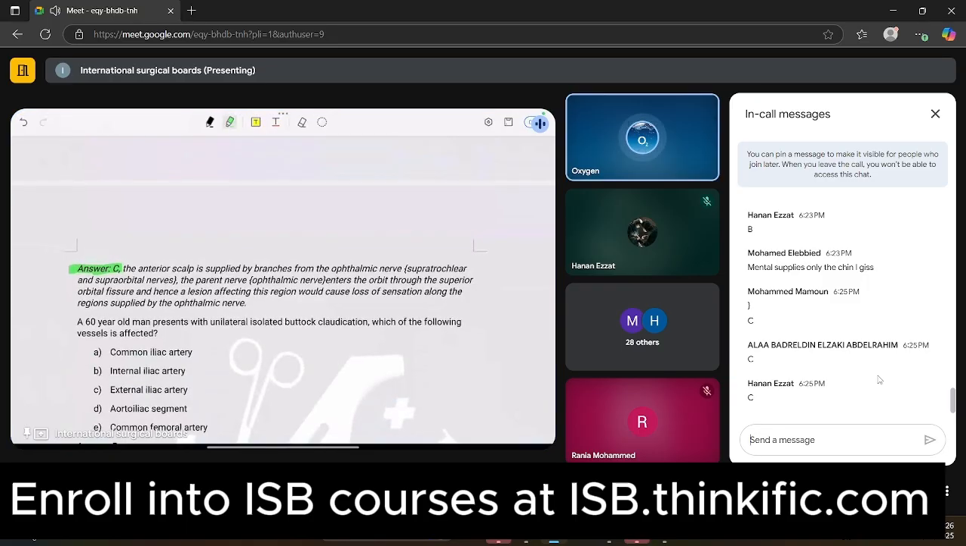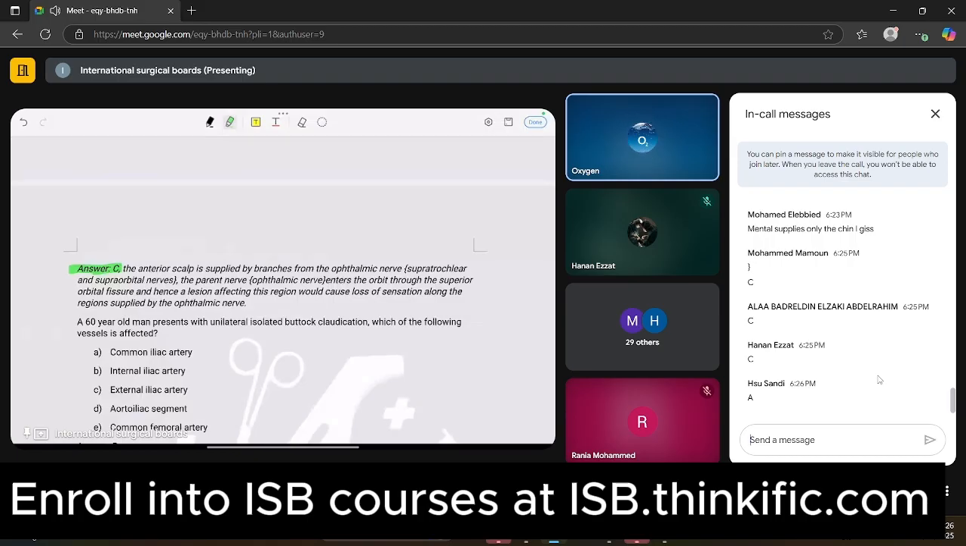A 60-year-old man presents with unilateral isolated buttock claudication. Which of the following vessels is affected? Common iliac, internal iliac, external iliac, aortoiliac, or common femoral.